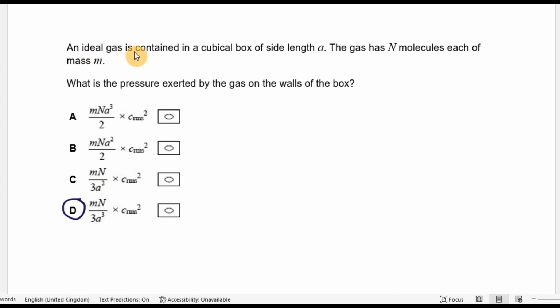So an ideal gas is contained in a cubical box of side length A. The gas has n molecules, each of mass m. What is the pressure exerted by the gas on the walls of the box? Well, we've got this cube, this box, and each side is A.